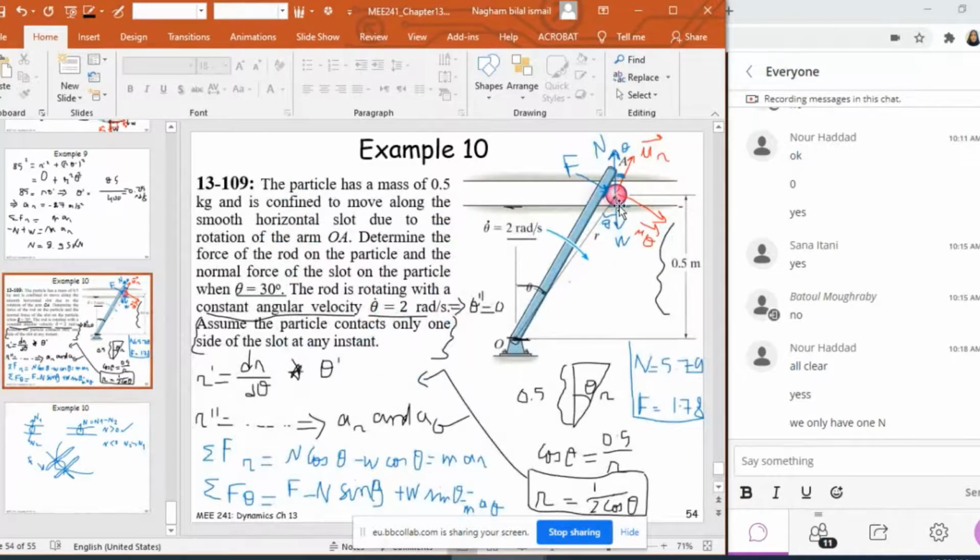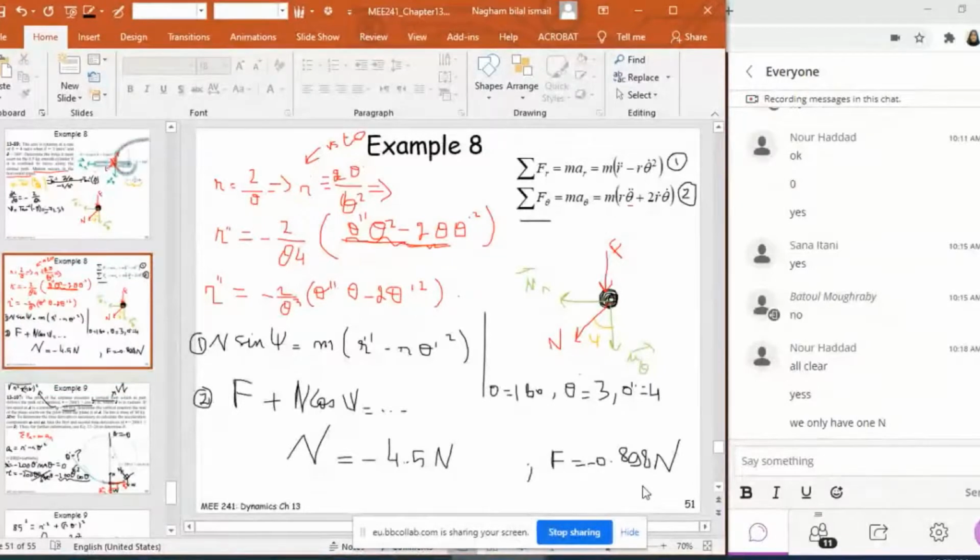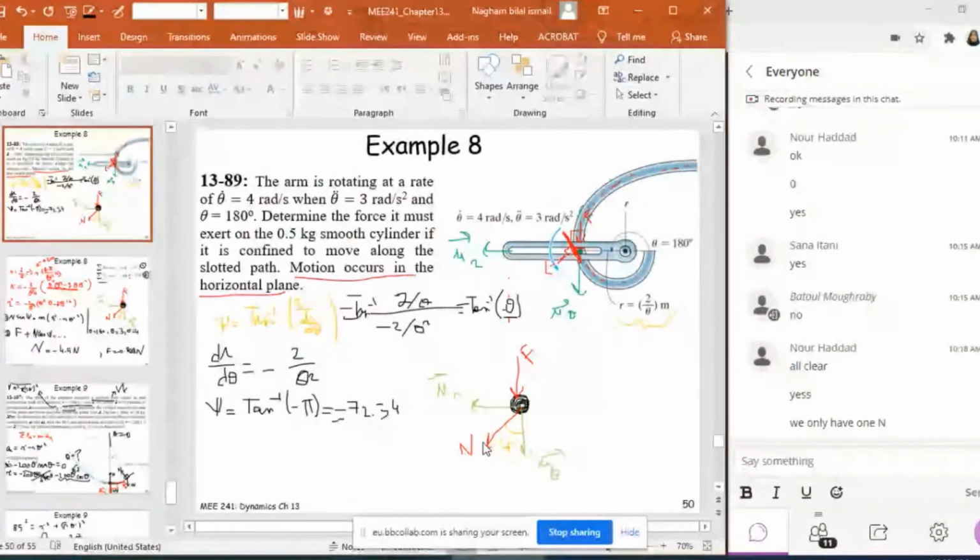Now, here in this problem, they are saying that the only contact occurs with the downward side, which means, guys, N should be upward. And this is why I found that N is positive whenever I assume it upward. If you go back to these examples here, we found that N and F are both negative, which means this normal force is not in this direction. It is upward, and the force here is also upward. All right, guys?